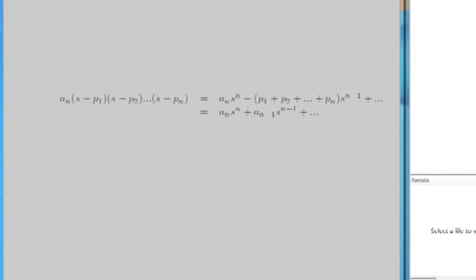So how do we know if the roots went to -infinity or positive infinity? Consider a degree n polynomial with roots p1, p2, all the way to pn. Then by expanding it, we get the following. Thus, the sum of the roots is -an-1 over an.